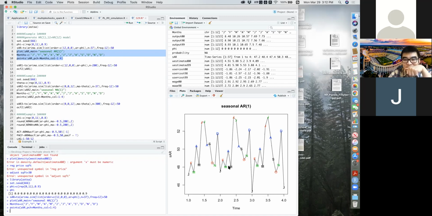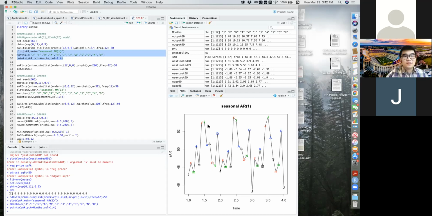For example, the observation of January is really low, while the observations of June and July in each year are at the peak, the largest among all the observations in each year. This is true in every year, so you can very easily see this. So we successfully plotted, or generated, this seasonality pattern by using this AR112 model.